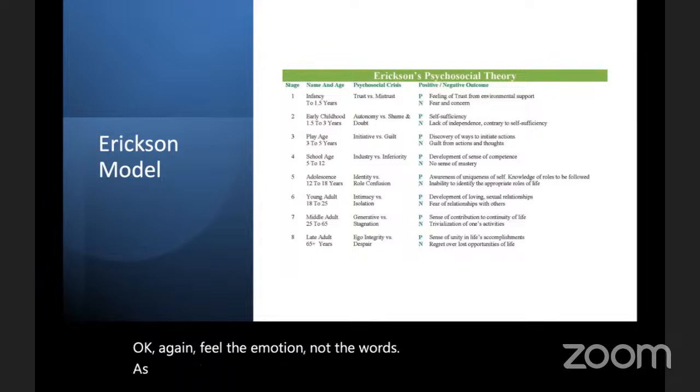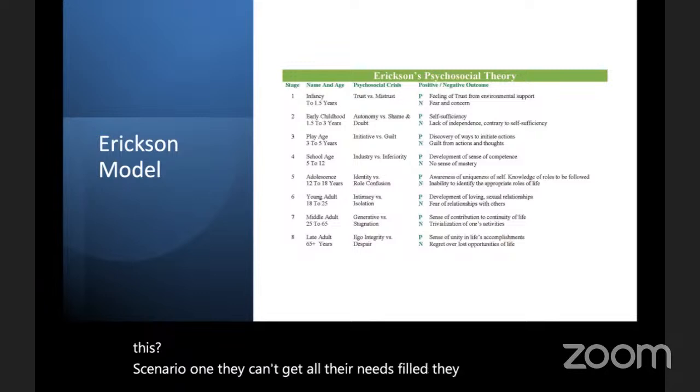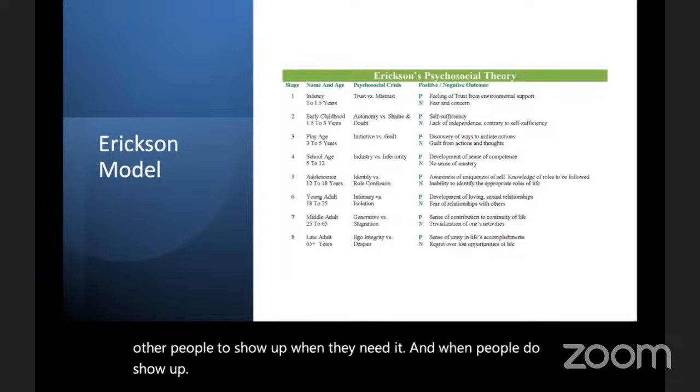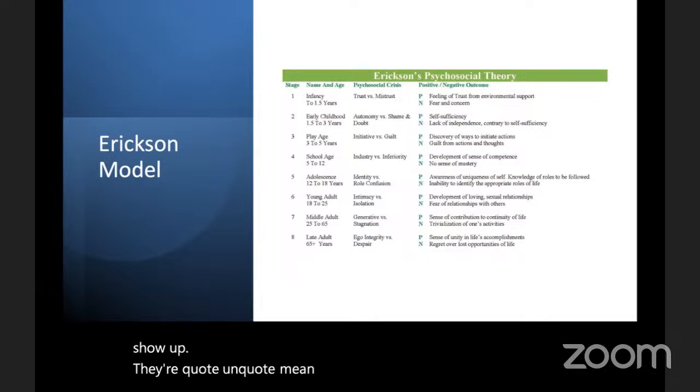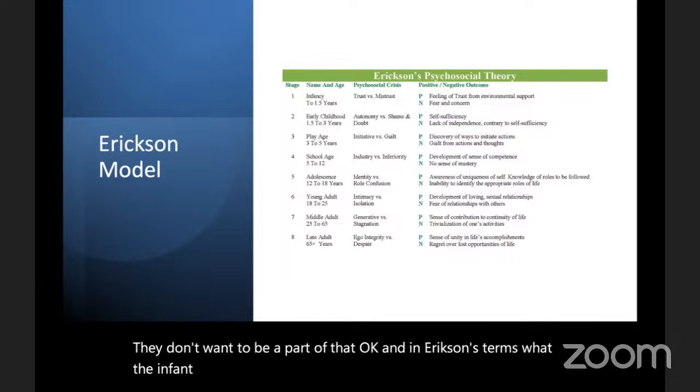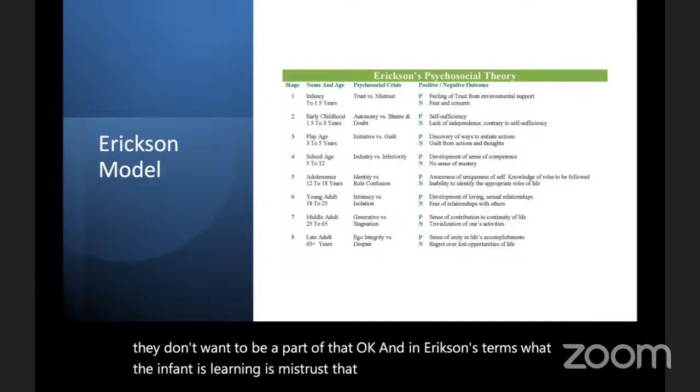As adults, we can interpret the words. What is the child learning in this scenario? One, they can't get all their needs filled. They can't trust other people to show up when they need it. And when people do show up, they're, quote unquote, mean. They don't want to be there. They don't want to be a part of that. And in Erikson's terms, what the infant is learning is mistrust, that you can't rely on other people.